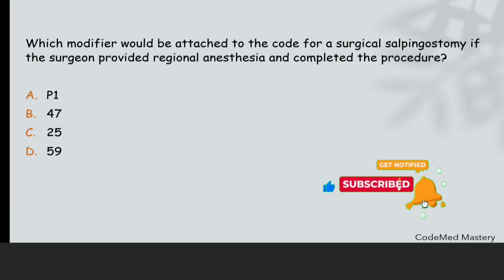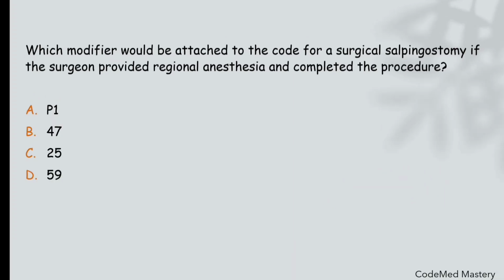Let's start with the first question. Which modifier would be attached to the code for a surgical salpingostomy if the surgeon provided regional anesthesia and completed the procedure? Option A P1, option B 47, option C 25, option D 59. Can you think of the right answer?